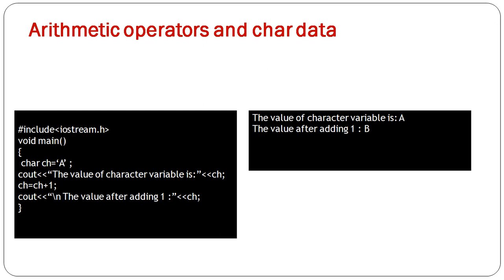Arithmetic operators and char data. In this, we have one example, say CH equal to A. As we discussed, the ASCII value of capital A is 65. When we try to increment and display the value, when you add 1 to 65, it will become 66. But as we have declared the variable data type as character, our output also will be of char data type. So instead of 66, the equivalent char value will be displayed, which is capital B.